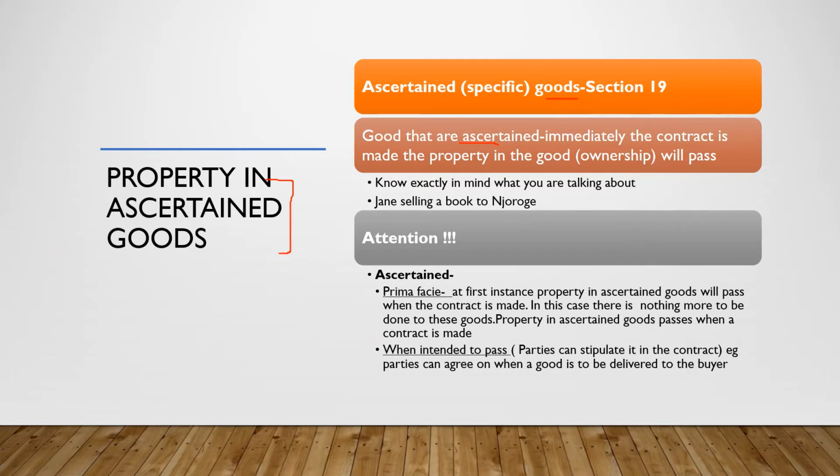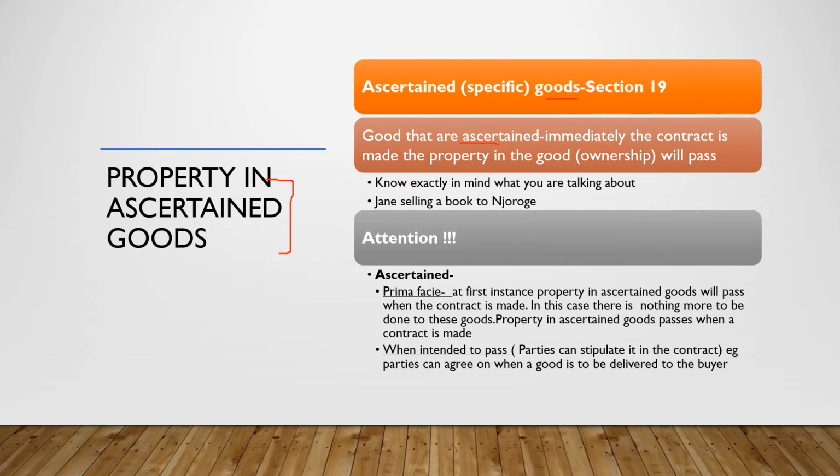This is going to become clearer towards the end of this video. As far as ascertained goods are concerned, at first instance property in ascertained goods will pass when a contract is made, meaning that if you want to buy a laptop, if you want to buy a phone, nothing needs to be done to that phone. It will just be handed over to you. So it's an ascertained good, it's specific.